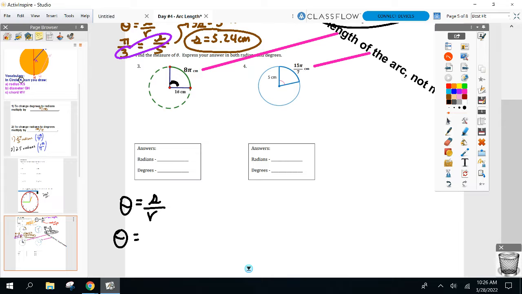We don't have a 9 either. Oh, sorry, Romeo. Bad timing. How long is the arc length in number 3? Just how long is the arc in number 3?